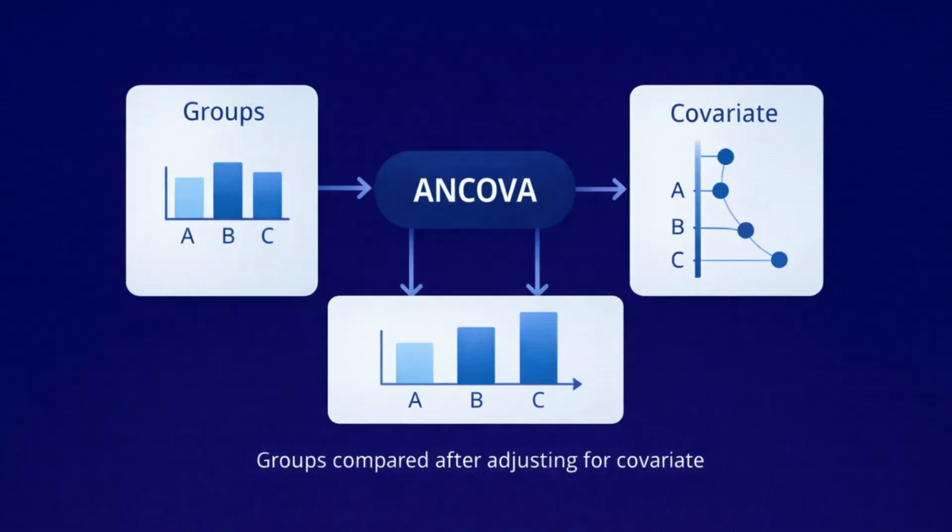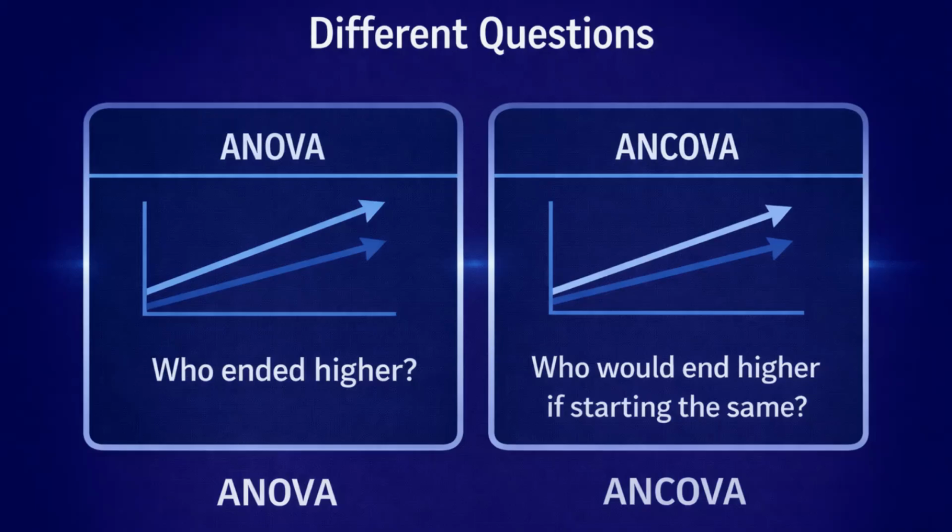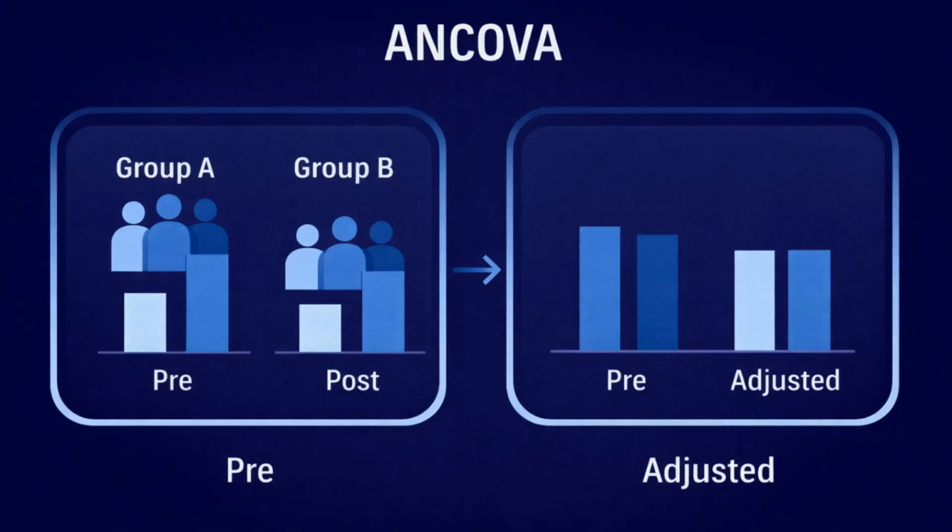ANCOVA is designed to address a very common problem. Sometimes groups differ on the outcome not because the program or condition mattered, but because the groups were already different before the study began. If one group starts higher, they may also end higher even if the intervention had no real effect. This is where ANCOVA changes the question being asked. ANOVA asks which group ended higher. ANCOVA asks, if all groups had started at the same level, which group would have ended higher? That shift is the core logic of ANCOVA.